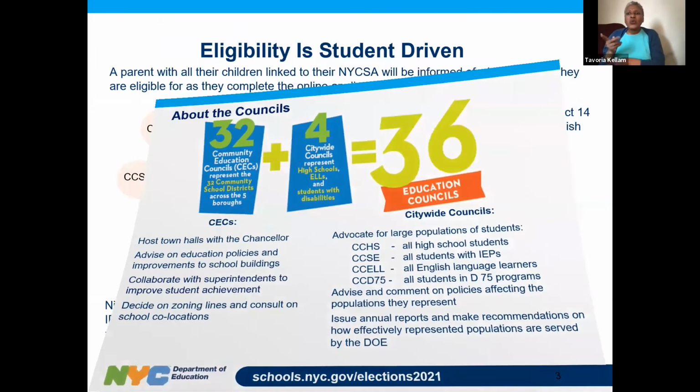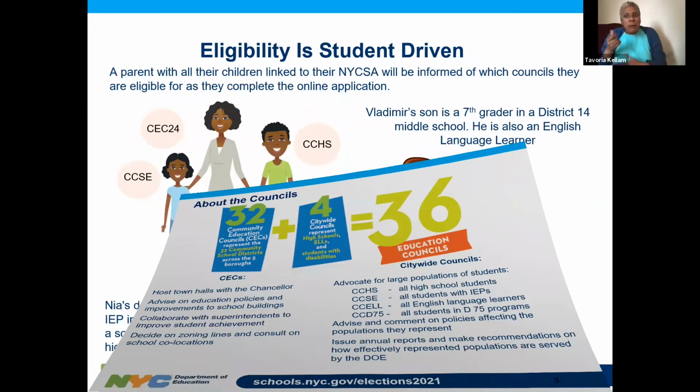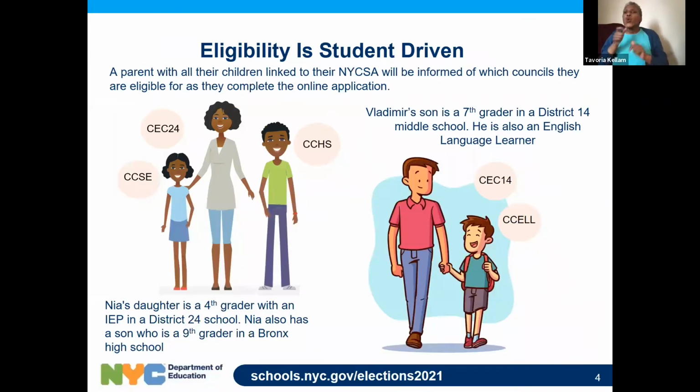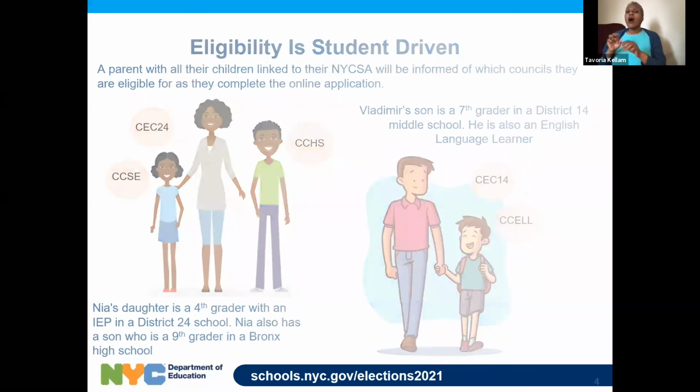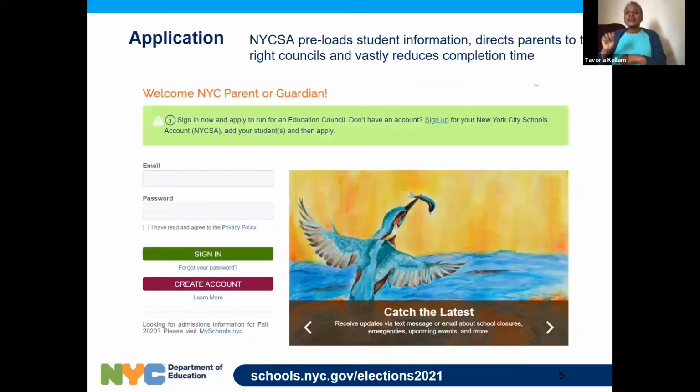So this next slide shows some examples of eligibility. It's based on the student. Now, it is possible to be eligible for more than 1 council for each student. If a student has an IEP or ELL status, then that would expand eligibility to additional councils. You can see the family on the left has 2 children, and she can participate in 3 council elections. If this is still a little unclear, don't worry. When you log in to apply, NYCDOE will point you to the councils you're eligible for. That's why it's so important to have all of your students linked to your NYCDOE account.